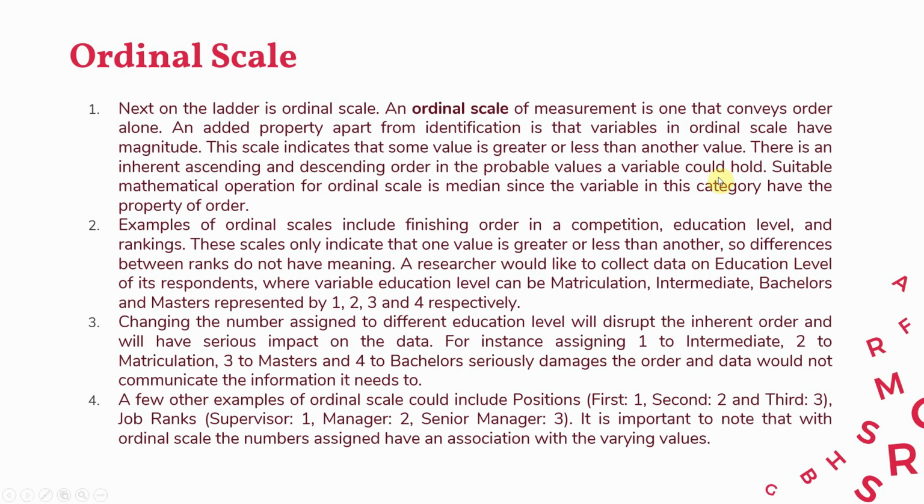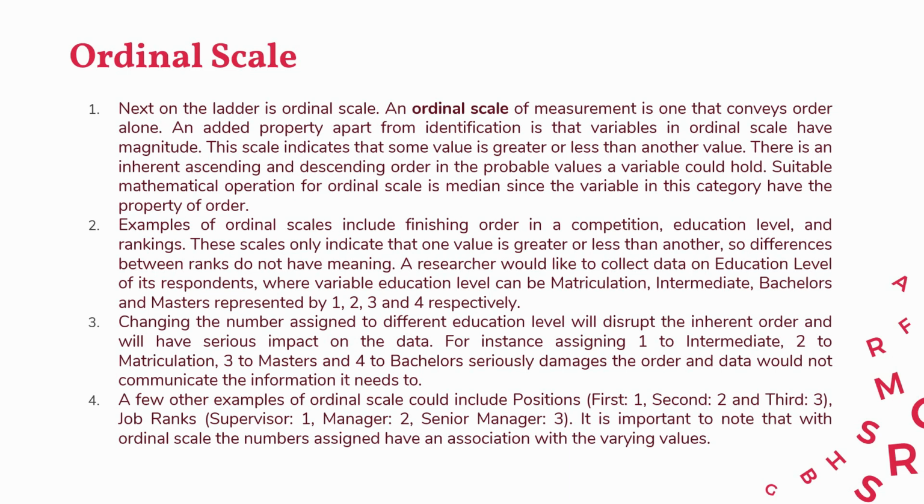A researcher would like to collect data on the education level of his respondents, and as we've seen, it could be matriculation, intermediate, bachelor's, or master's. And they could be numbered as matriculation 1, intermediate 2, bachelor's 3, and master's 4. But here these numbers have an inherent order with respect to the values. So you cannot move a number and assume that this will not affect the data. For example, you cannot move matriculation between intermediate and bachelor's and assume that this does not have any effect on the data, because it does.